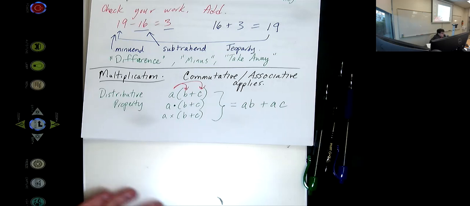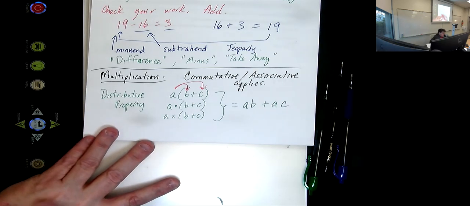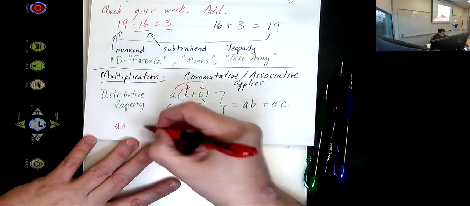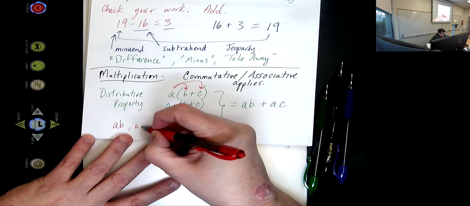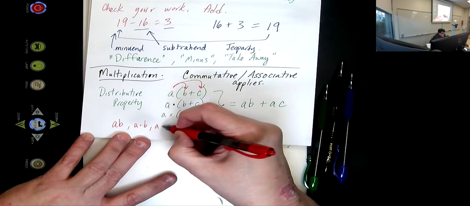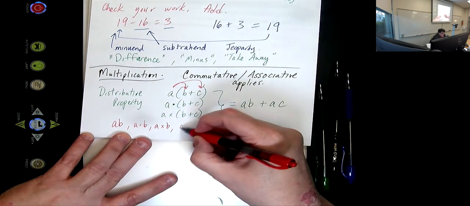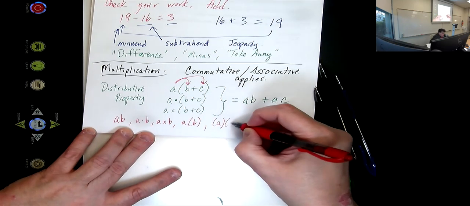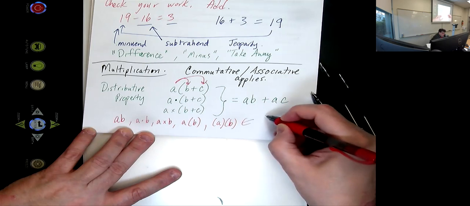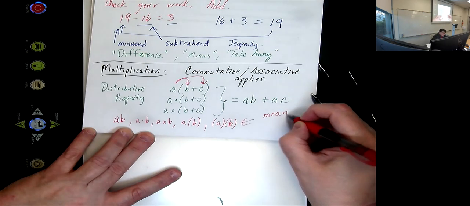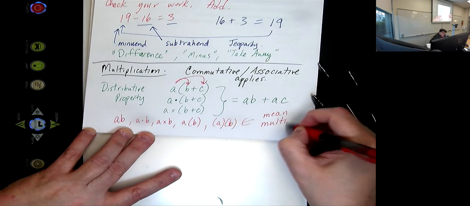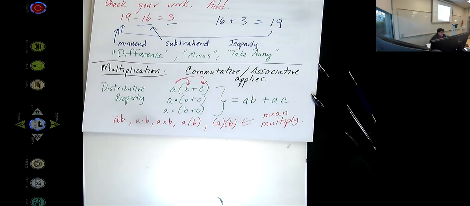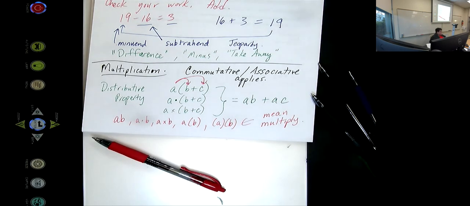When you see letters or variables like this, AB, A times B, A X B, A parentheses B, or both of them in parentheses, these all mean multiplication. It only really works with the letters though. A 2 and a 1 next to each other doesn't mean 2 times 1, it means 21.